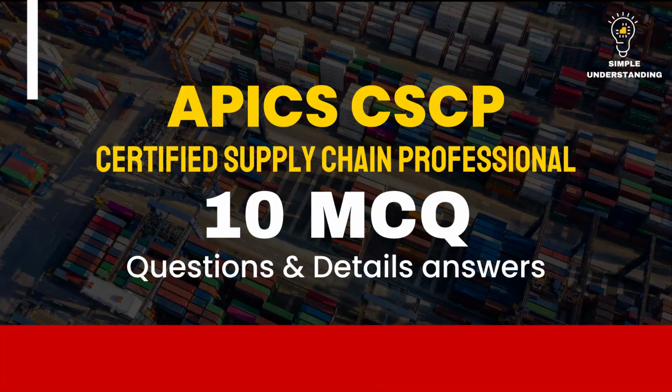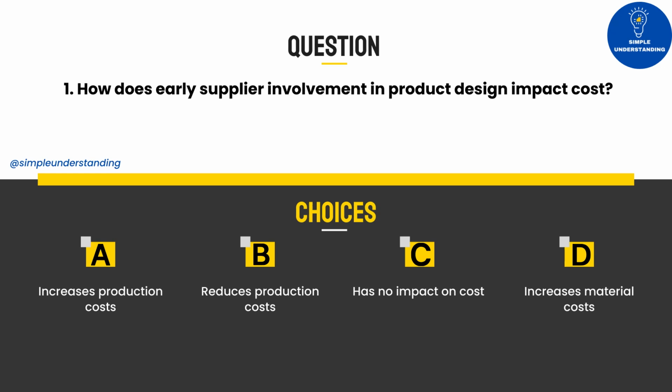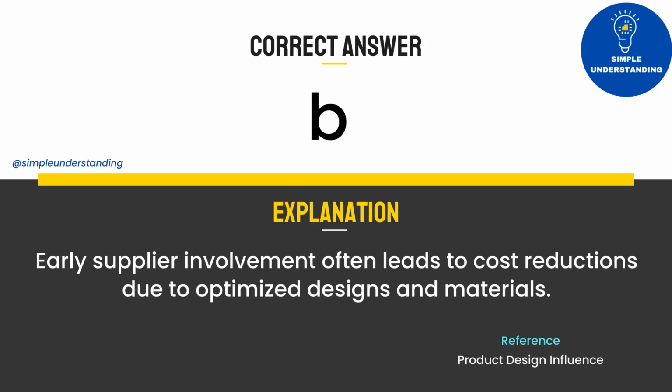Let's take a small practice test for Section C. 1. How does early supplier involvement in product design impact cost? A. Increases production costs. B. Reduces production costs. C. Has no impact on cost. D. Increases material costs. Correct answer B. Explanation. Early supplier involvement often leads to cost reductions due to optimized designs and materials.